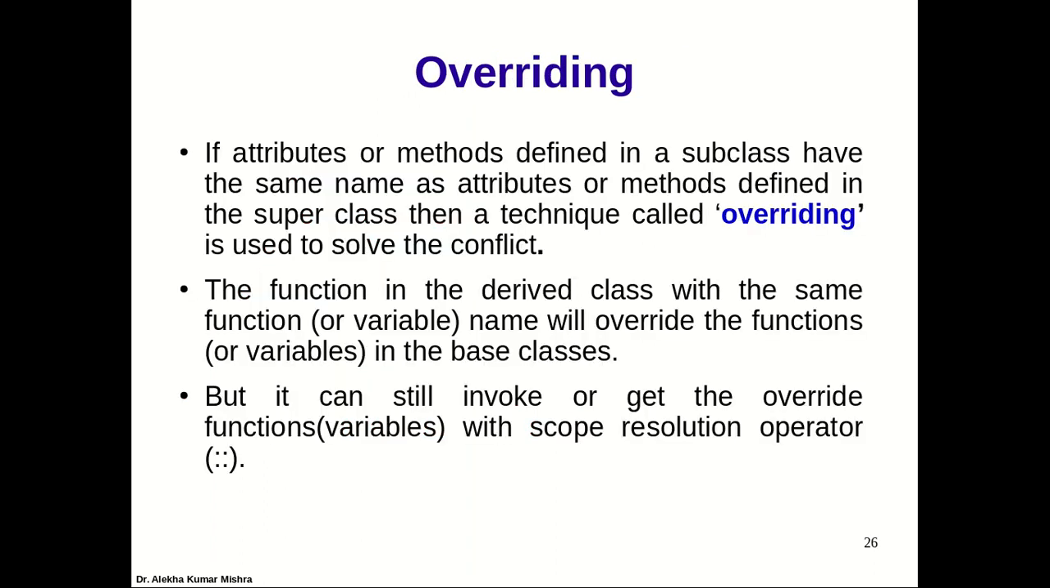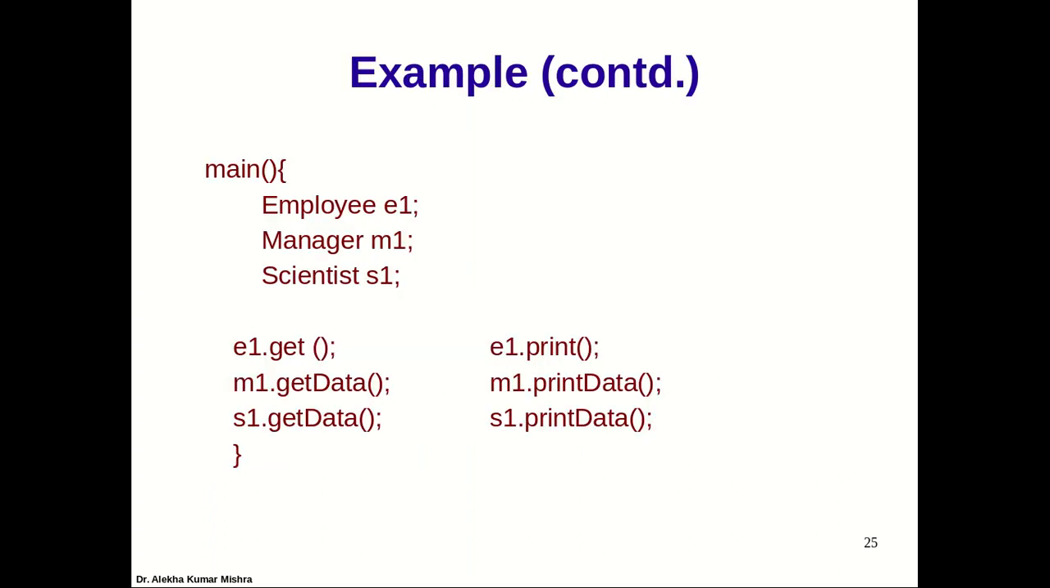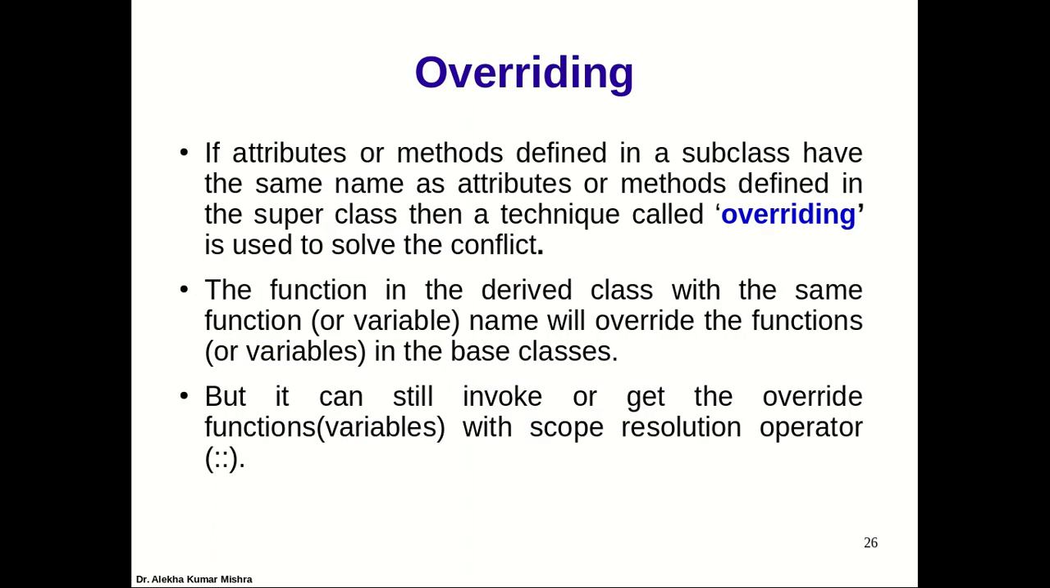All right, next, the concept which we'll see now, because we can derive the data members using public inheritance or protected inheritance, there is a concept that comes in: overriding. Overriding is a scenario that may happen during inheritance. So what is it? If attributes or methods defined in a subclass have the same name as the attribute or method defined in the superclass, then a technique called overriding is used to solve the conflict.